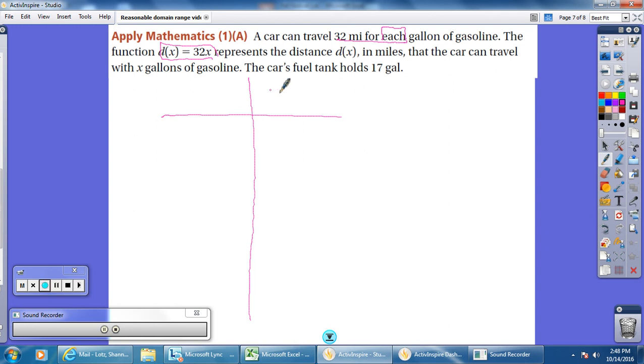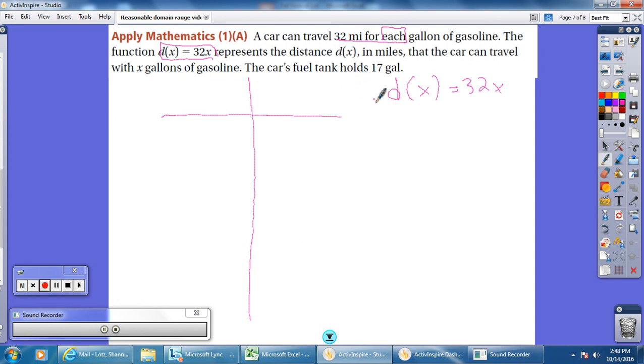There we go. Okay, so then we have our function 32x. All right, our fuel tank can hold 17 gallons of gas. Okay, so a car can travel 32 miles for each gallon of gas. The function represents the distance in miles that the car can travel, and the car's fuel tank holds only 17 gallons of gas here.